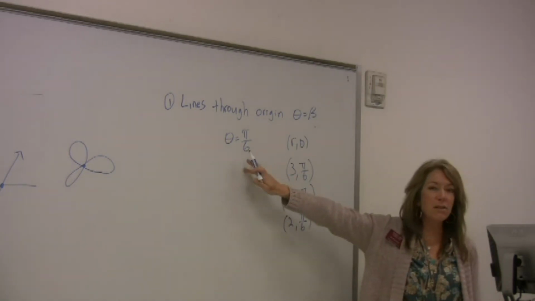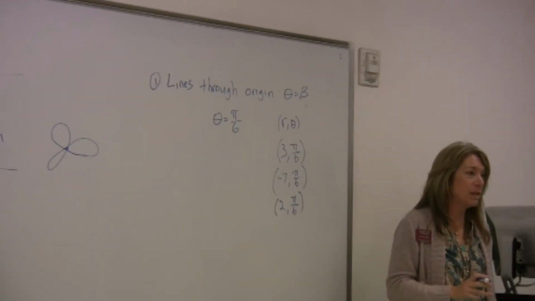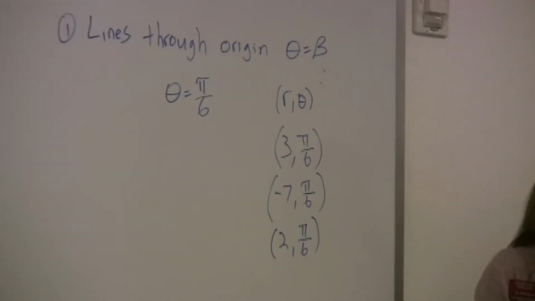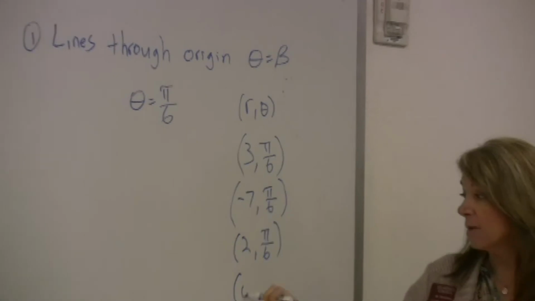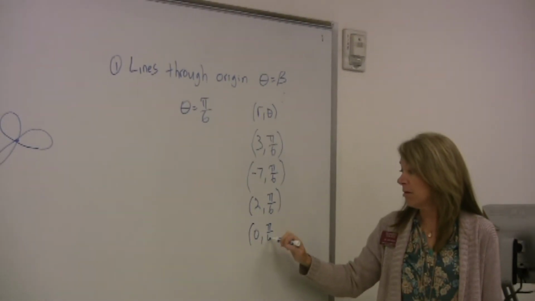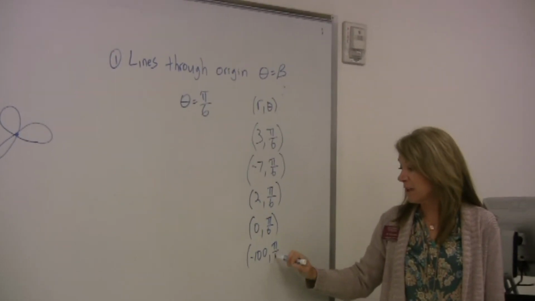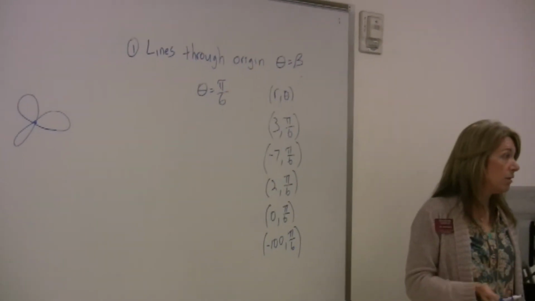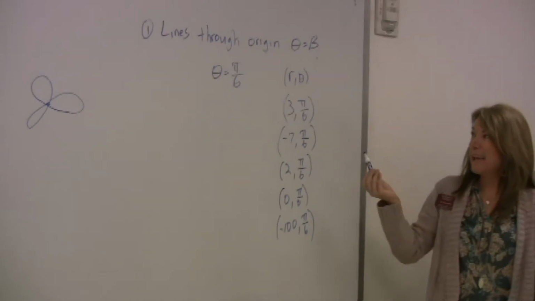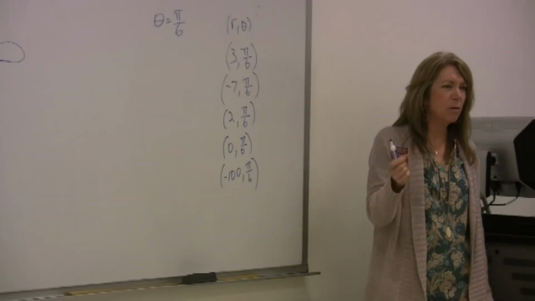So this equation just says make sure that theta is pi over 6. R could be anything. R could be 0. R could be -100, as long as I've got pi over 6, all day long. I can't put that into my calculator because it's not r equals, right?